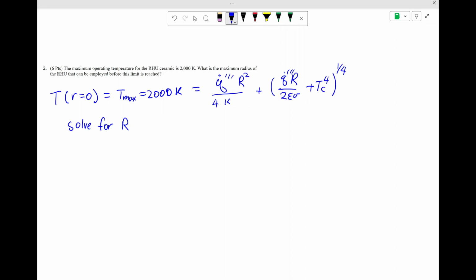You could do this by trial and error. Wouldn't recommend. I'm not sure if it's feasible to actually solve this directly given the form of the problem. You could plug this into EES. But when we do this, we're going to find that this R that will give us T max comes out as R equals 0.20 meters. So that's sort of the upper limit. If you made it even thicker than that or larger in radius, then the core would get hotter than the upper working limit of that material.